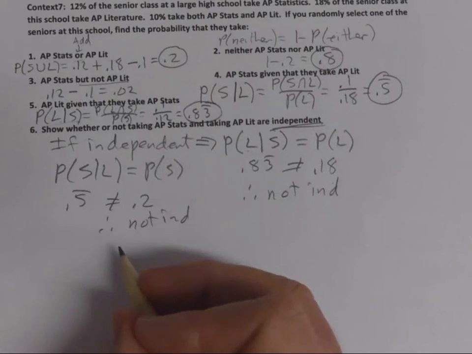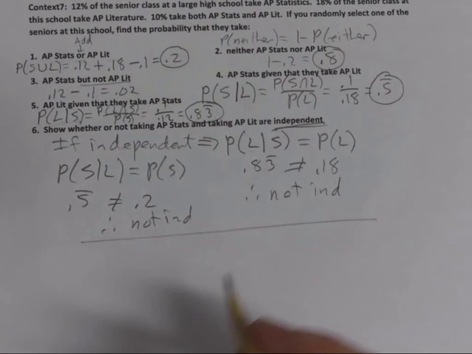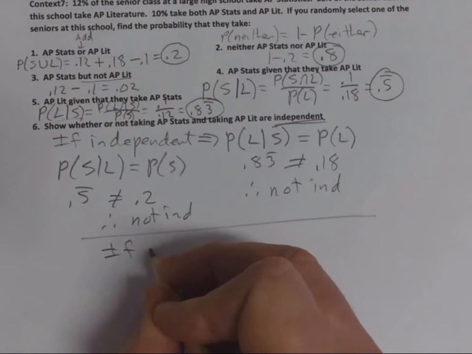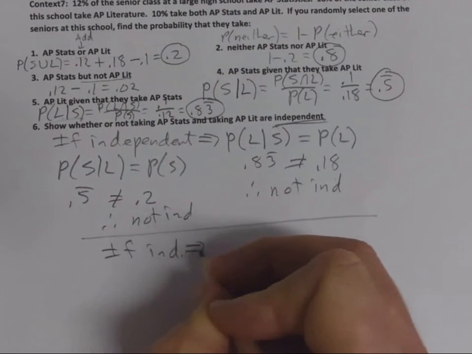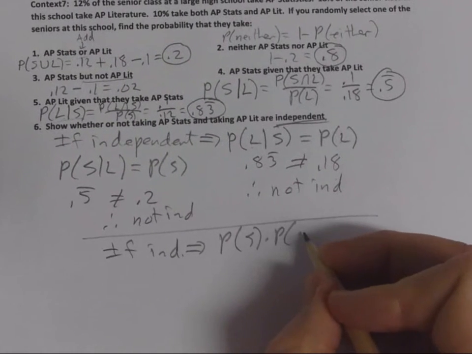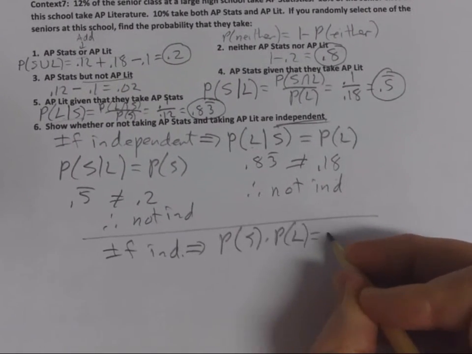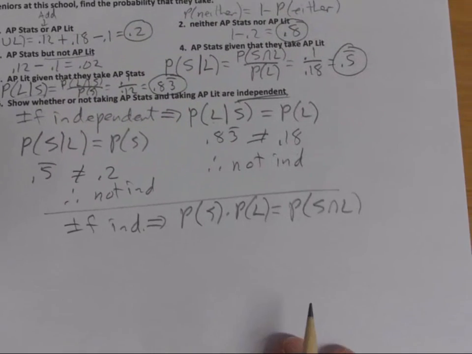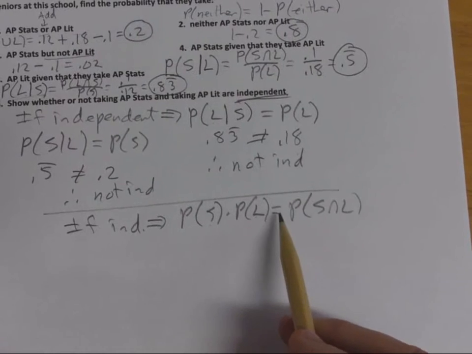And the last way you can show independence is by multiplying, and this is done a lot. You have to memorize this. If they're independent, the probability of one times the probability of the other is equal to the probability of both, Stats and Lit. So that is an important concept.